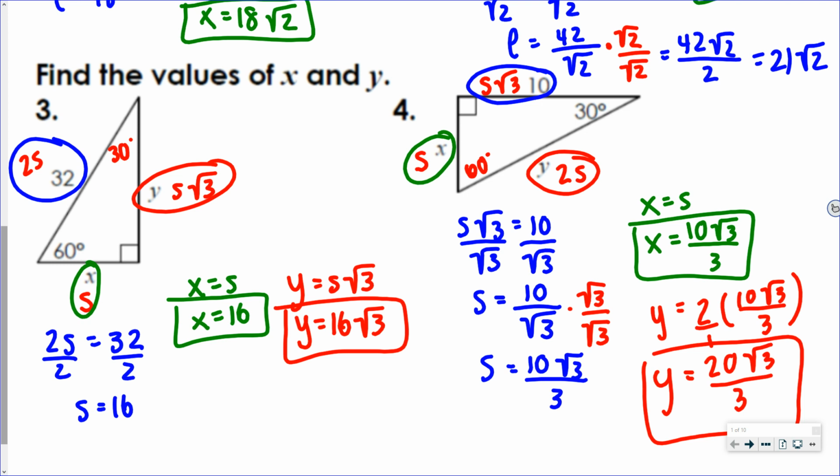Those are some special right triangles. We can find those missing side lengths. So if we don't have special right triangles, there is a way to find the missing side lengths in a right triangle, and it's by using something called trig ratios. Trigonometric. That's a long word to say, so you can just say trig. Trig ratios.